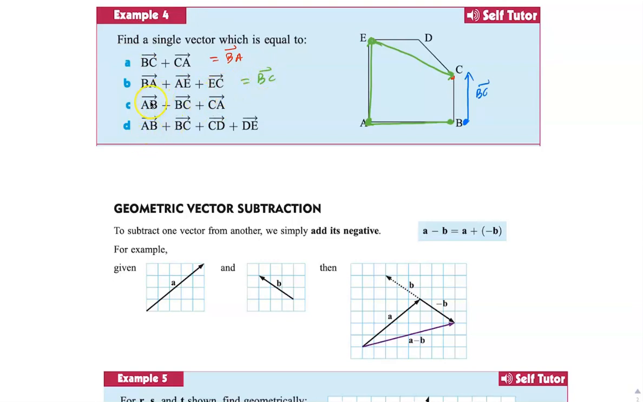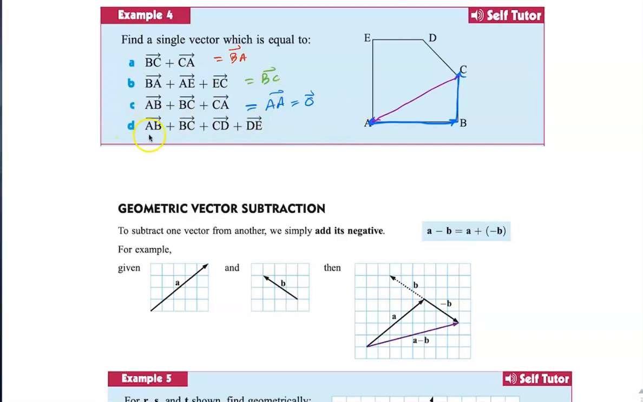The next one, same idea. AB plus BC plus CA. So in this case, I'll get AA, which is just a 0 vector. So let's look at it so you can see what I mean. Okay, so I'm starting at A and going toward B. Then we start at B, go towards C. Then we start at C and go toward A. You end up right back where you started, or 0. You didn't move at all.